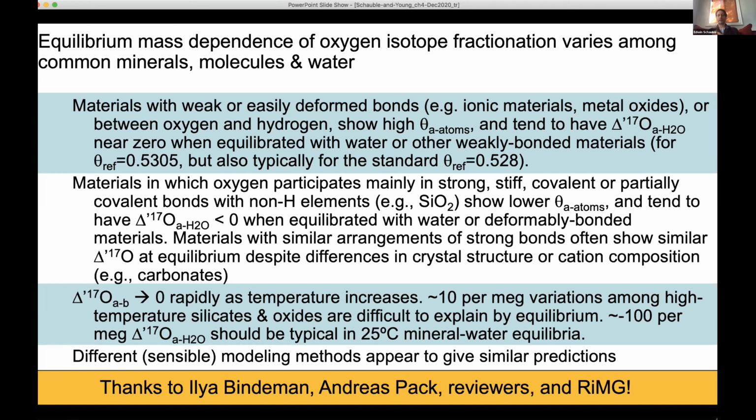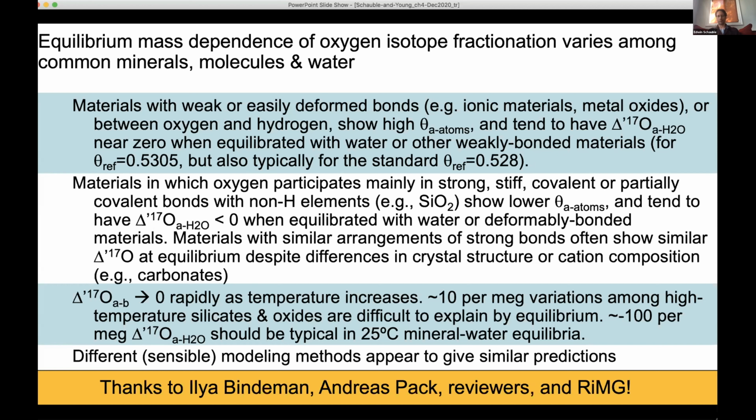As temperature increases, cap delta O17 rapidly decreases, so that in these high temperature systems, even 10 per meg variations are very difficult to explain by equilibrium processes. Whereas at low temperatures, it seems like lots of different kinds of materials in equilibrium with water should give you 100 per meg or tenth per mil type cap delta O17 signatures relative to a reference exponent of 0.528 or even 0.530.